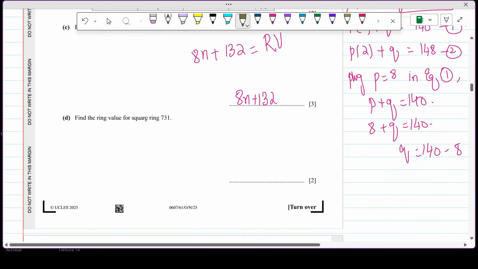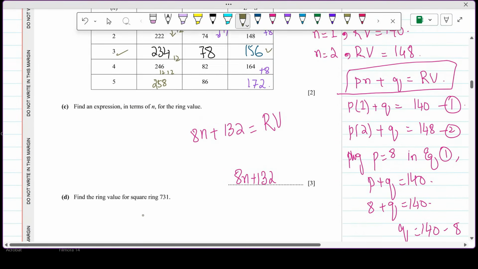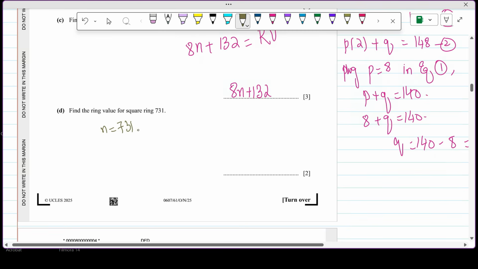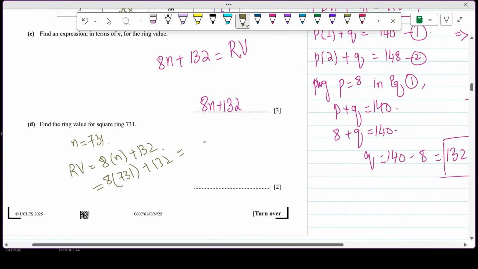Find the ring value for the square ring 731. This is the n. So in this case, we are given n equal to 731. And by using this formula, we can find the ring value. So the ring value is equal to 8 times n plus 132, and in this case n is equal to 731. So 8 times 731 is equal to 5848, plus 132. So this one is equal to 5980.